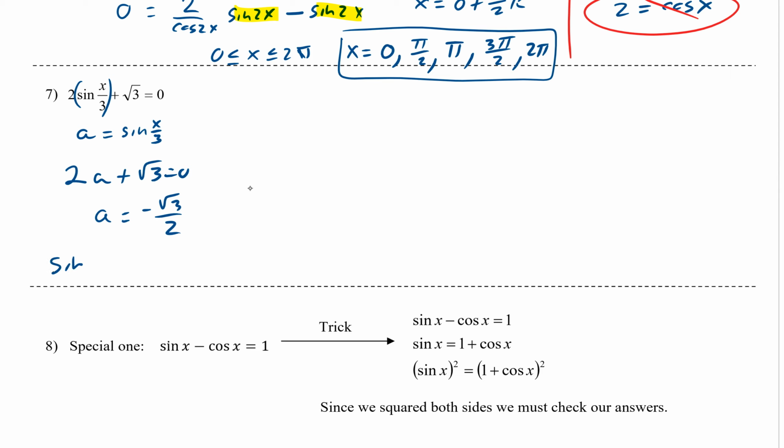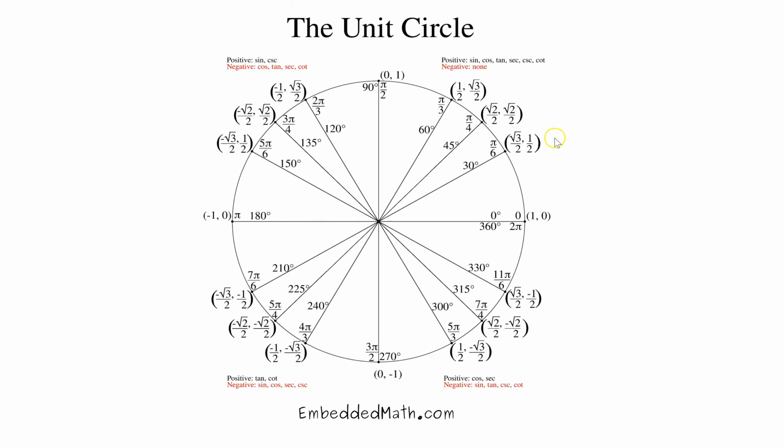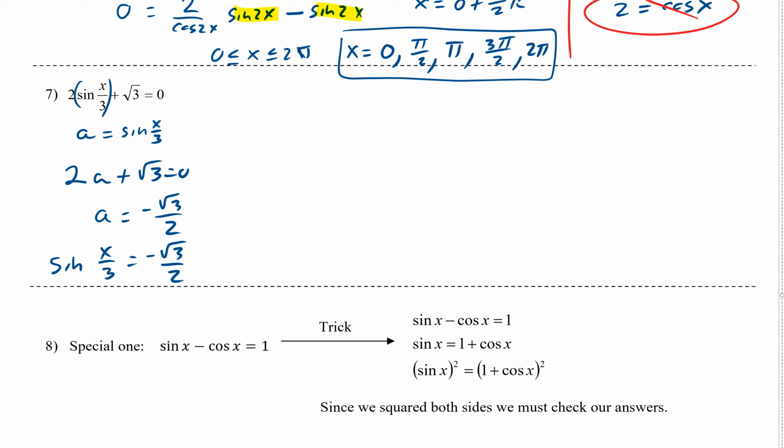And then we throw our sine back in. And it works the same idea, negative radical 3 over 2. So we go to our unit circle. So negative radical 3 over 2 for sine would be right here. So 4 pi over 3 and 5 pi over 3. So x over 3 equals 4 pi over 3.